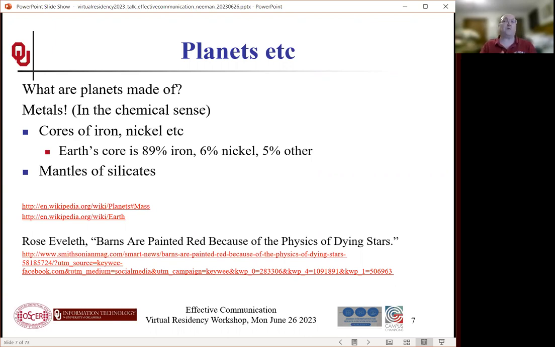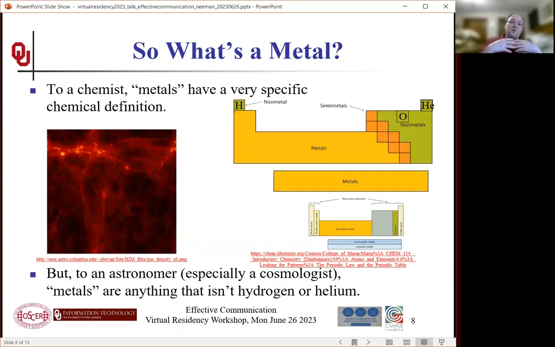And so planets are made of metals. Again, they have other stuff, but to first order, metals. So to an astronomer, especially a cosmologist, the word metals does not mean hard, shiny things, and it does not mean the yellow bits of this diagram. The word metals means not hydrogen nor helium.